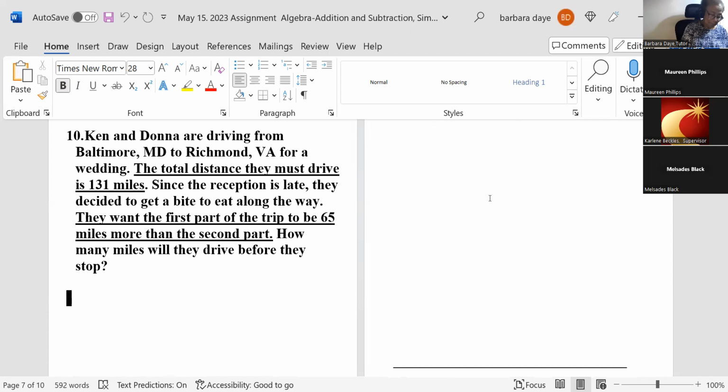How many miles will they drive before they stop? The first part is 65 miles more than the second part. How many miles will they drive before they stop? Oh, they will drive about 65 miles before they stop. No, sorry, 66 miles before they stop.